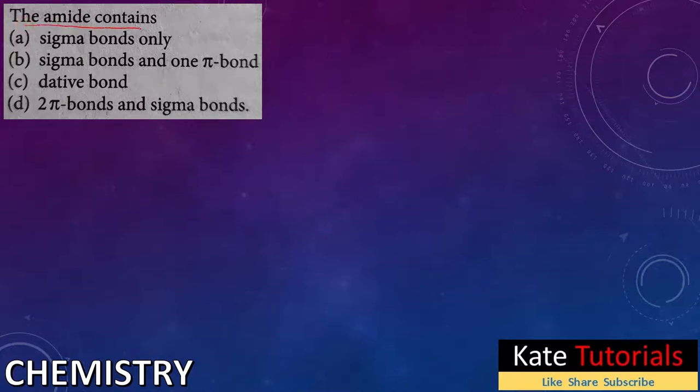The amide contains, right? So what does the amide contain? It contains how many sigma bonds, or only sigma bonds, they have mentioned. B) One sigma bond and one pi bond, dative bond, two pi bonds and one sigma bond, right? If you don't know the structure of amide, then you can't tell.